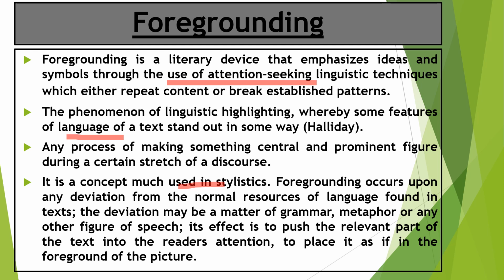Foregrounding occurs upon any deviation from the normal resources of language found in a text. You could take that deviation at any level of language: it could be phonological, grammatical, or graphological, so they can vary as well.